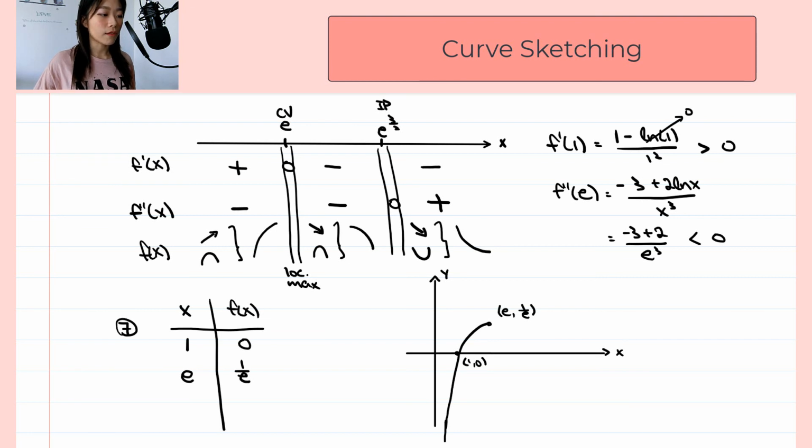And then we have an inflection point at x equals e to the power of 3 over 2. So when x is between e and e to the power of 3 over 2, we have concave down. However, when x is greater than e to the power of 3 over 2, we have concave up and the function is decreasing. And we also found that the function has a horizontal asymptote at y equals 0. So the function will never cross the x-axis.